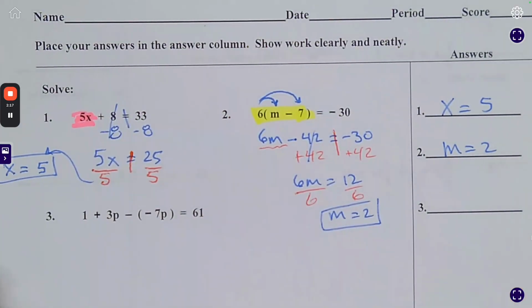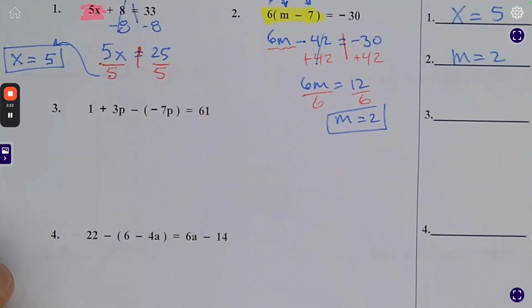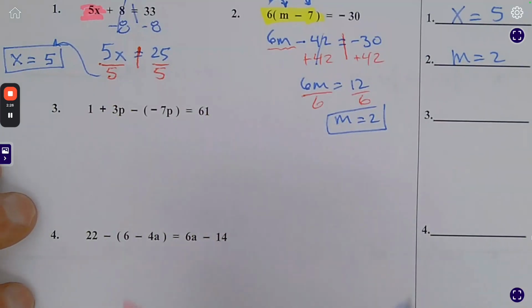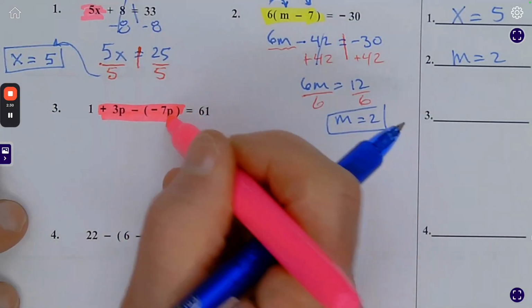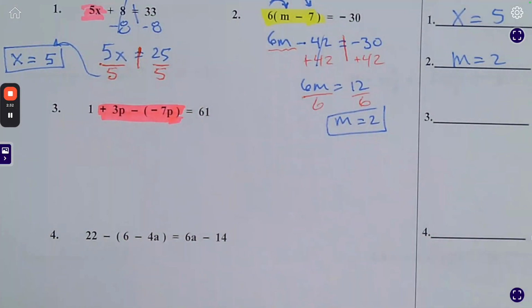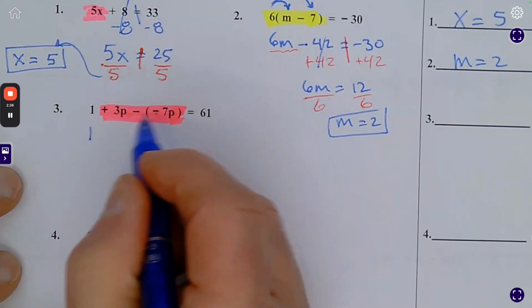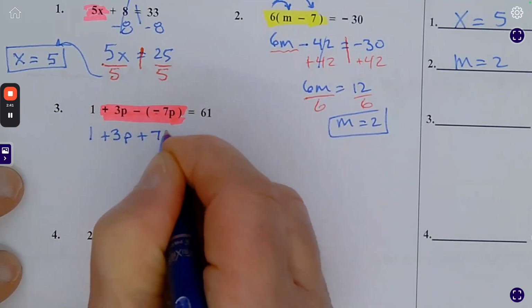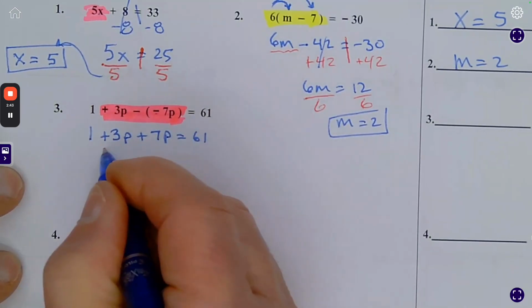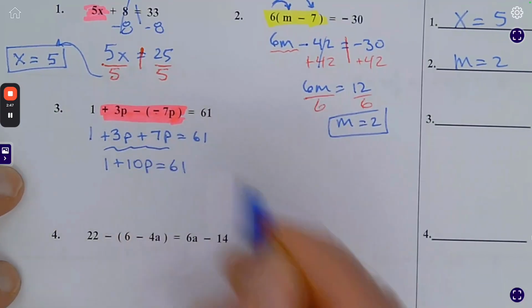Keep going. Okay, this one looks a little tricky, but it's not bad. It's not bad. Notice what you got here is you got these like terms on the left side of the equal symbol. So I'm going to go ahead and combine those first. 1 plus 3, minus minus makes a plus. So that is true. Now I'm going to combine those. And that is 10p equals 61.